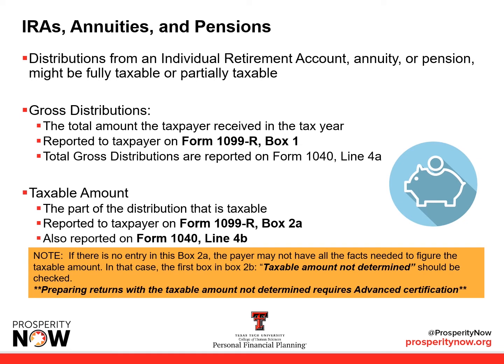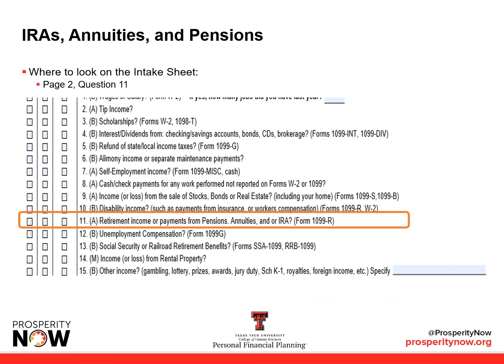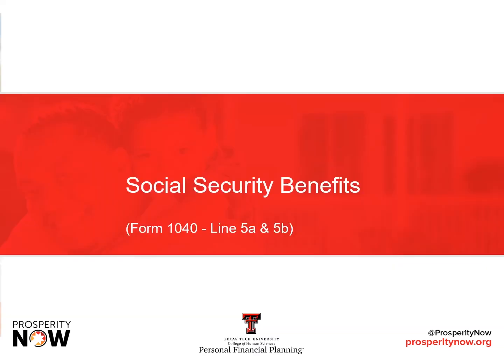Note, if there is no entry in this Box 2A, the taxpayer may not have all the facts needed to figure out the taxable amount. In that case, the first box in Box 2B, taxable amount not determined, should be checked. So here's where to look on the intake sheet. That's page 2, question 11.